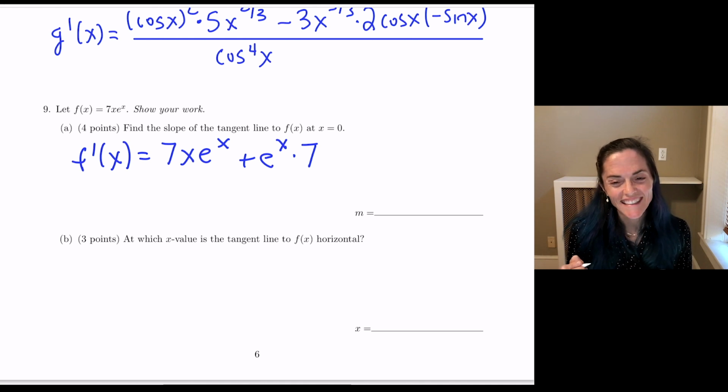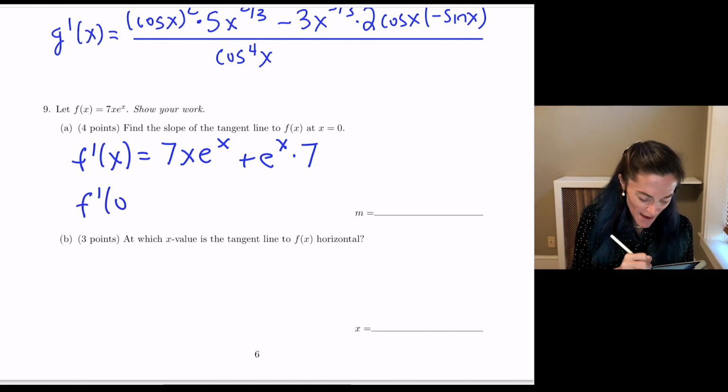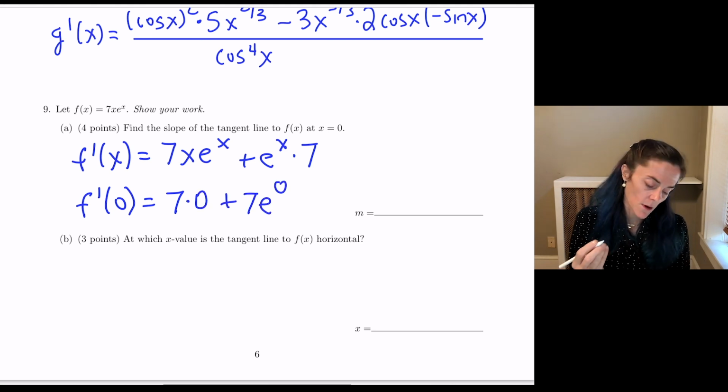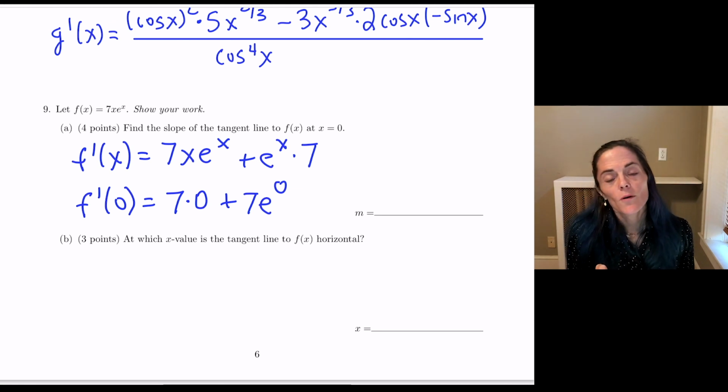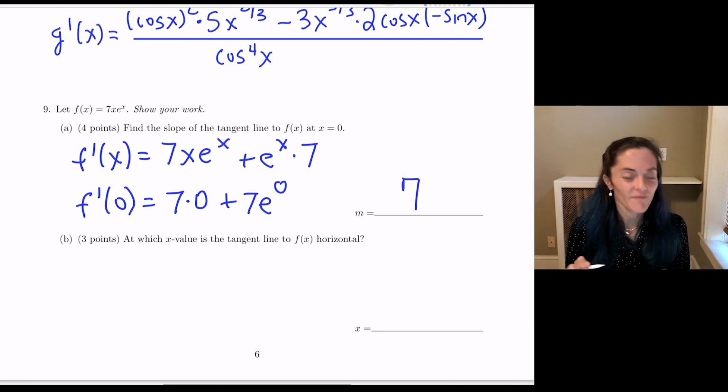Product rule. Well, the slope of the tangent line to the curve at x equals 0, we just evaluate. So f prime of 0, we get 7 times 0 plus 7 times e to the 0. Well, e to the 0 is 1, so my answer is 7.